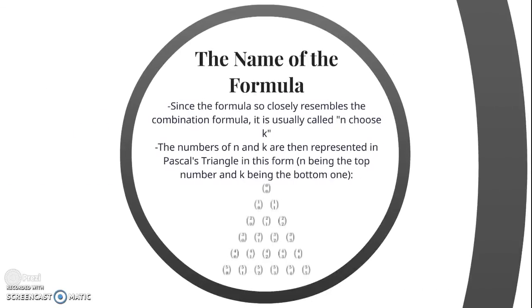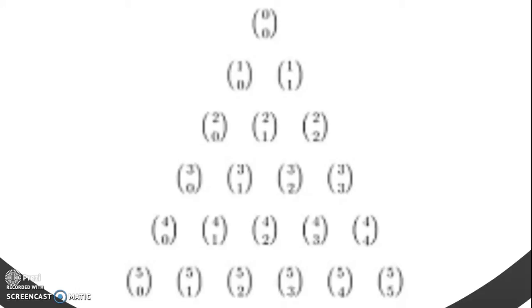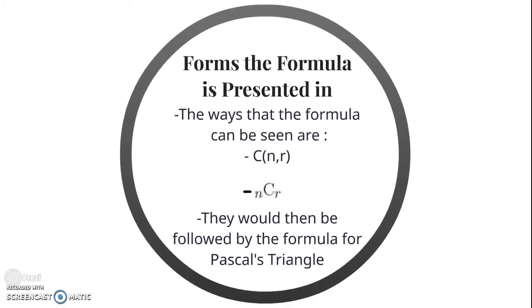Alright, the next is the name of the formula. The formula is usually called n choose k. The numbers of n and k are then represented in Pascal's triangle with n on the top and k on the bottom in parentheses. Here's a picture. Again, we're starting with the first line as line 0, and the first number in each line is also considered 0.